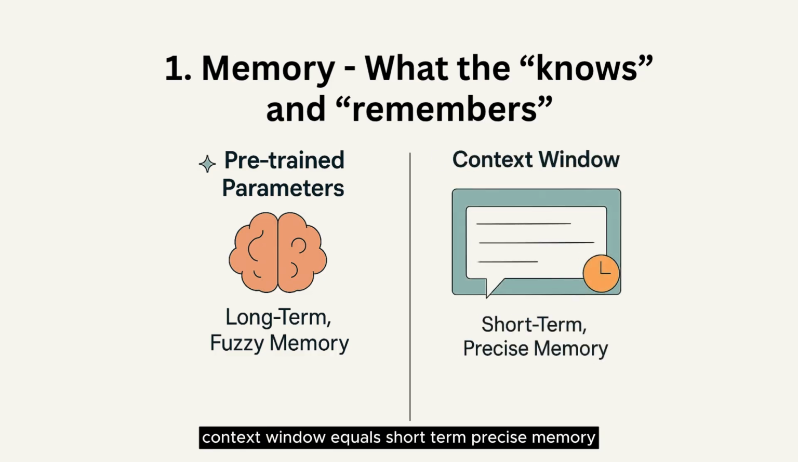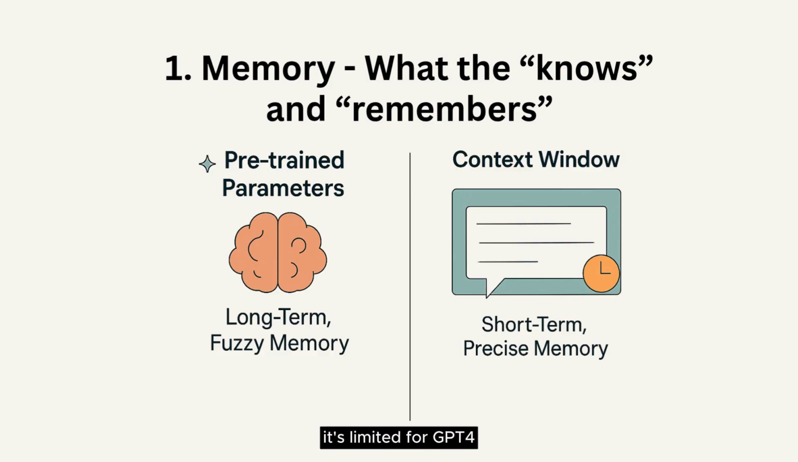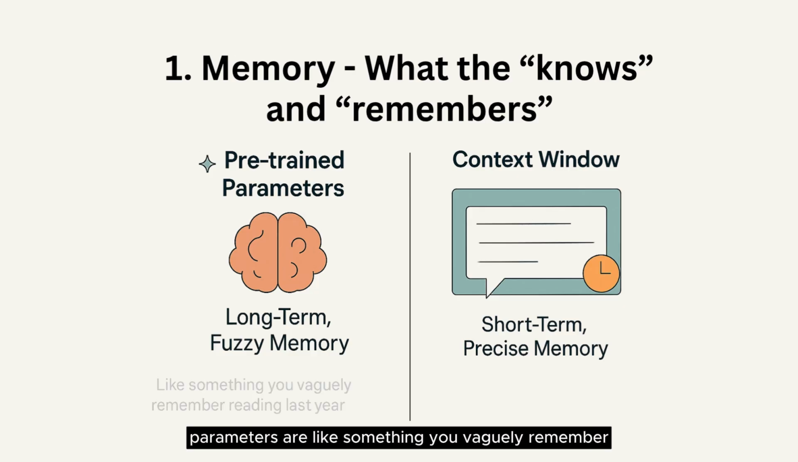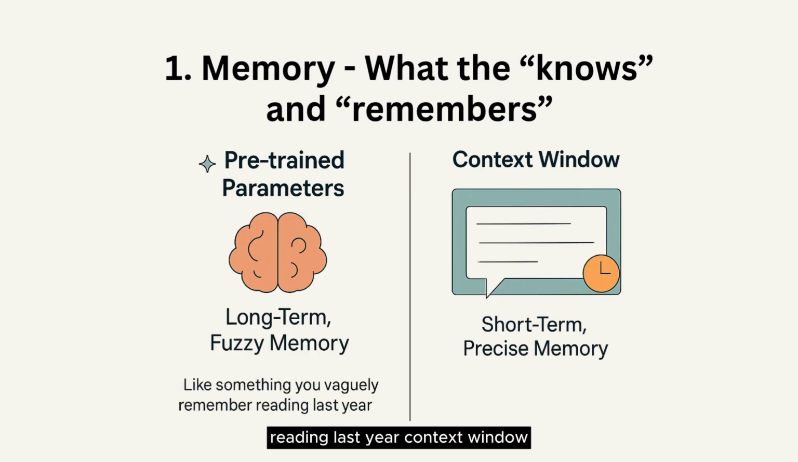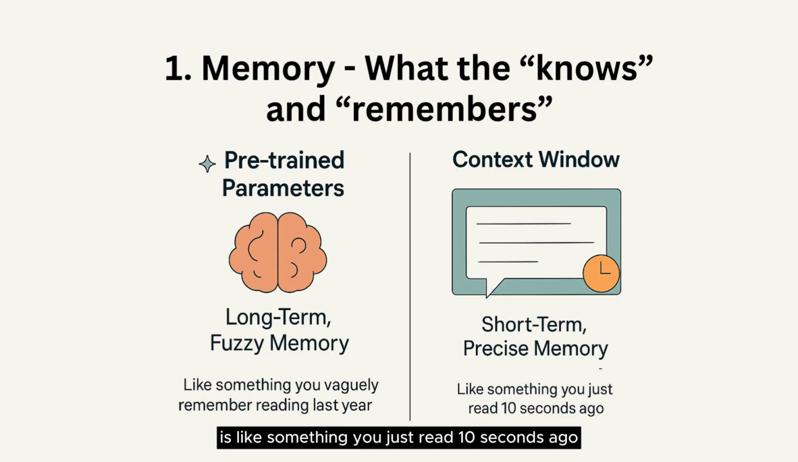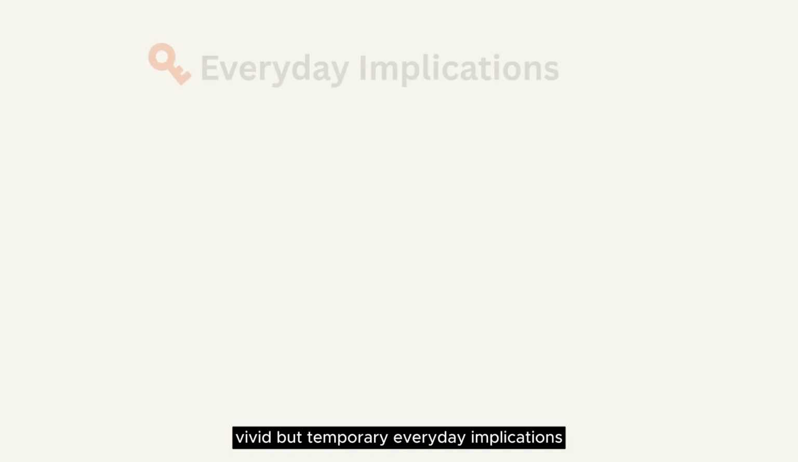Context window equals short-term, precise memory. The context window is the text the model can see during a conversation. It's limited. For GPT-4, this usually ranges from 8K to 32K tokens. Once older parts fall outside this window, the model literally loses access to them. Parameters are like something you vaguely remember reading last year. Context window is like something you just read 10 seconds ago. Vivid, but temporary.